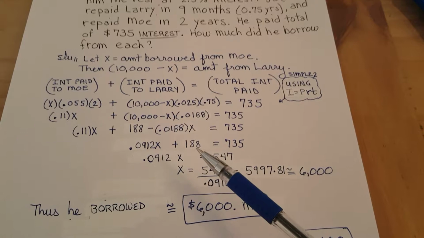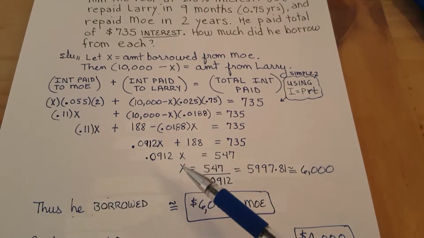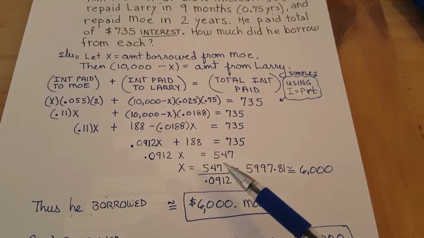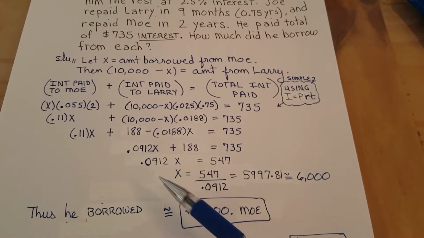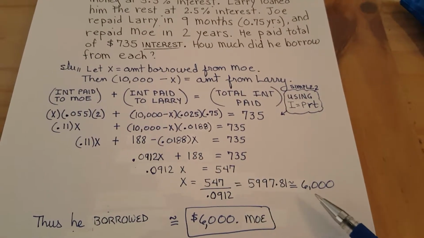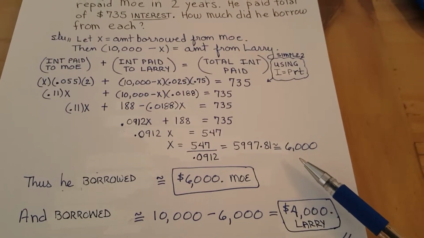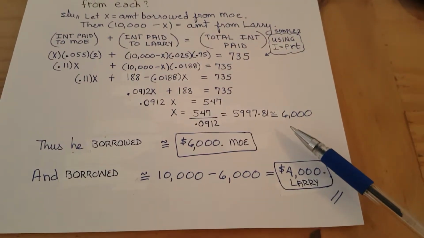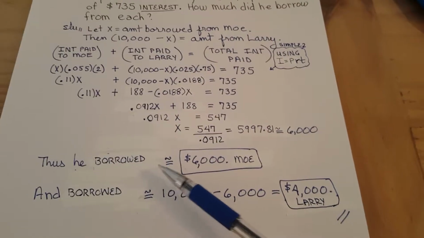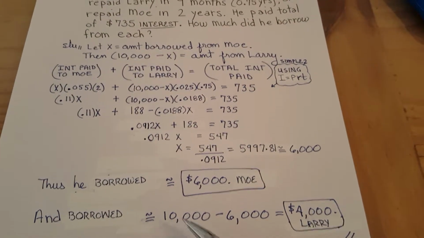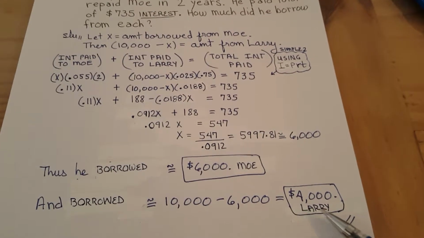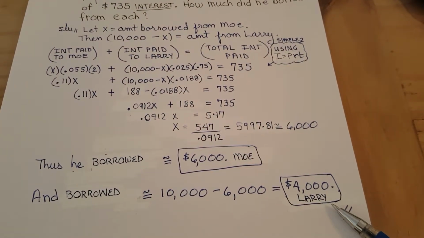Now we're going to subtract 187.5 from both sides. We get 0.09125x equals 547.5. And finally, divide both sides by this coefficient, 0.09125, and we're going to round it to $6,000. So that's our x value, and x is what we call the amount that he borrowed from Mo. So he borrowed $6,000 approximately from Mo, and he borrowed $10,000 minus $6,000, which would leave $4,000 that he borrowed from Larry.